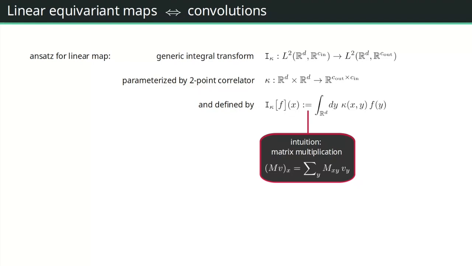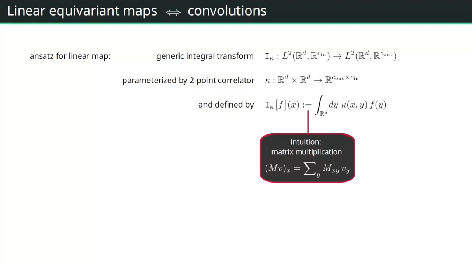For that, we first need to make an ansatz. We could, for instance, take a generic integral transform mapping between these input and output feature maps. These integral transforms are parameterized by some two-point correlator, which is a function kappa that takes two input points in R^d and gives you a C_out times C_in matrix. It's defined by the integral which you see there. As an intuition, you can think about matrix multiplication, where the entry x of the matrix multiplied with a vector is defined as a sum over y of M_xy v_y. If you now look back at the definition of the integral transform, it's the same, only that our matrix indices are now continuous.